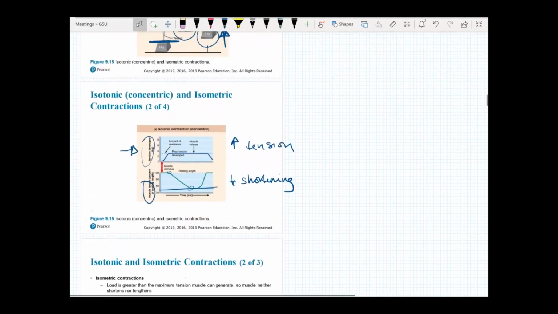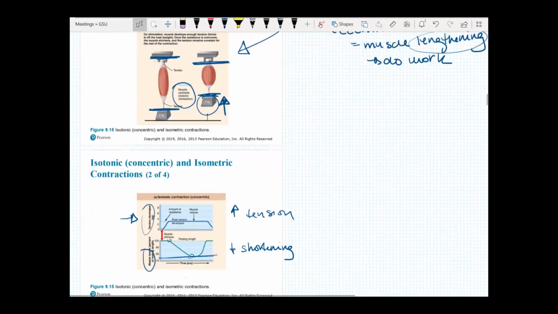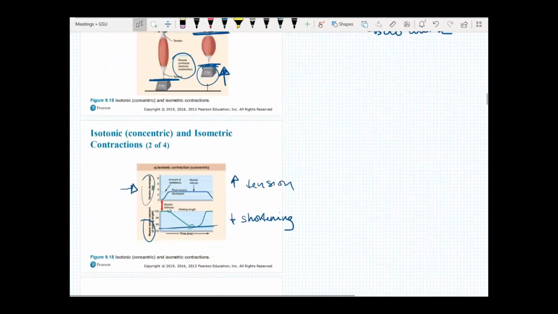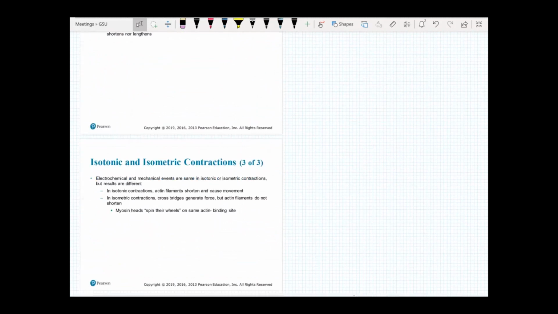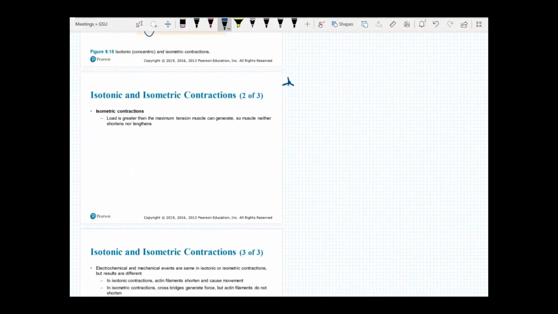You're doing the same amount of tension, whether you're shortening or you're lengthening. But then there's another type that's not the isotonic. It's going to be the isometric. And this is a little bit different to think about. So an isometric contraction, it's called the same measure, if that is helpful. Metric, iso, same, metric, measure. This is the same measure.